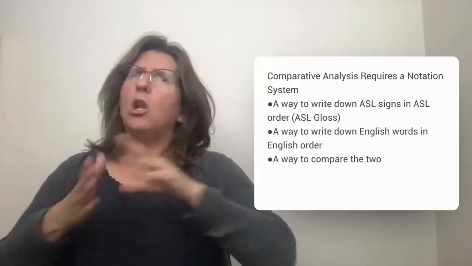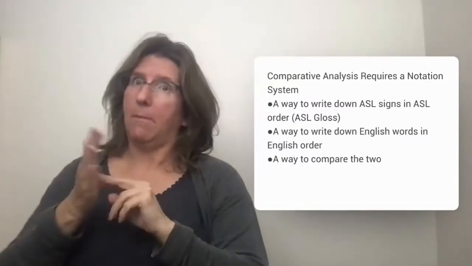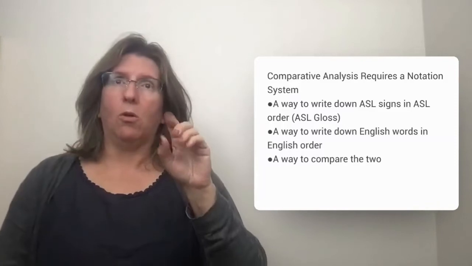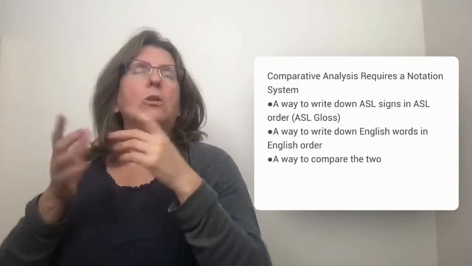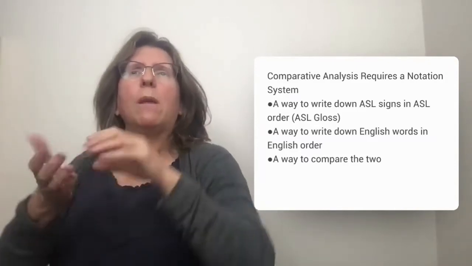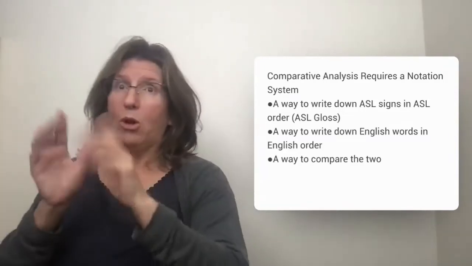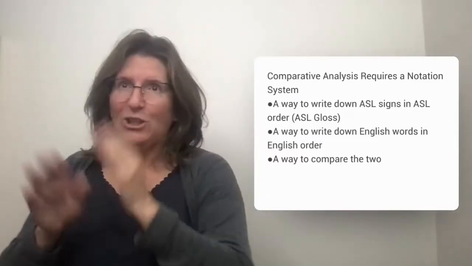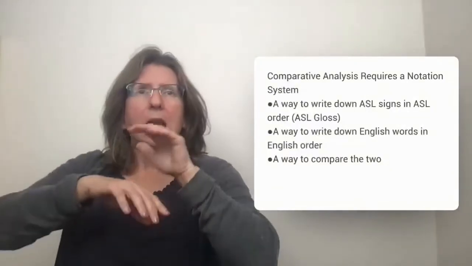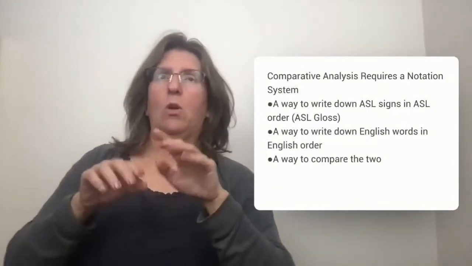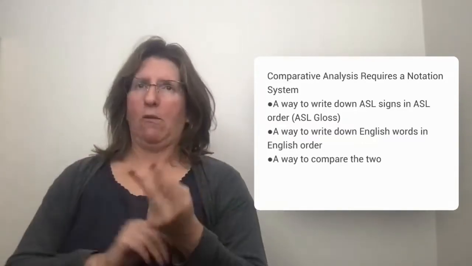Comparative analysis requires a notation system. You'll need to understand at least the rudimentaries of this system. It's a system to write down ASL signs in ASL order, which we will call ASL gloss. So it's not going to be in English word order, it'll be in ASL order. It's still tied to written English, but it gives us a tool to compare the two.